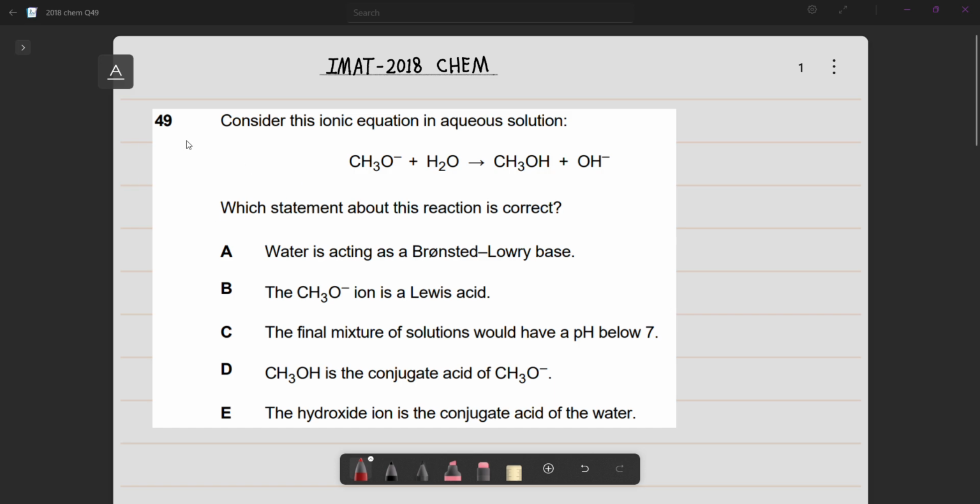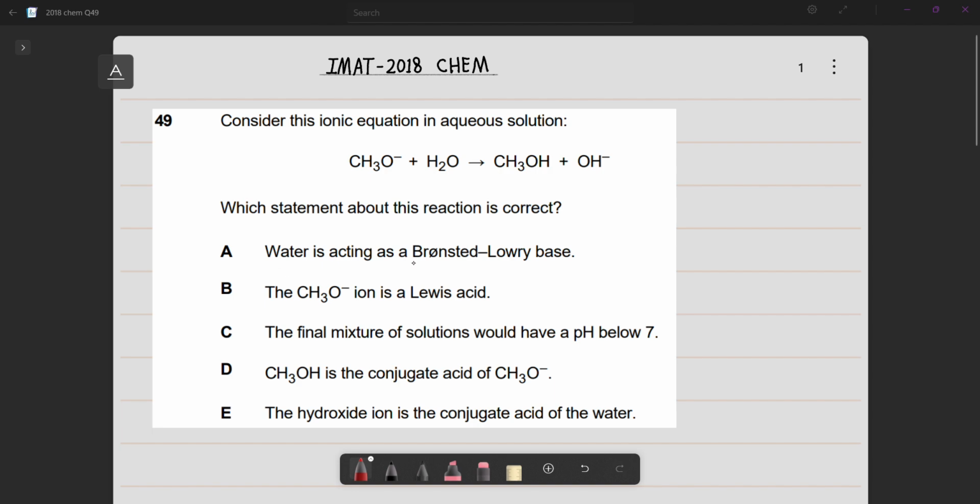Welcome back. This is chemistry question 49 from the IMAT 2018 past paper, so I'll be answering this question. It says consider this ionic equation in aqueous solution. CH₃O⁻, which is the methoxide ion, reacts with water to give the products methanol and hydroxide. It asks which statement about this reaction is correct.